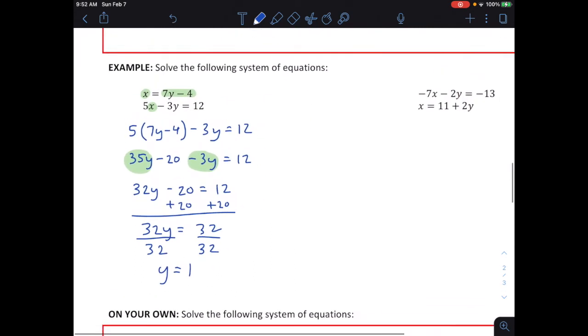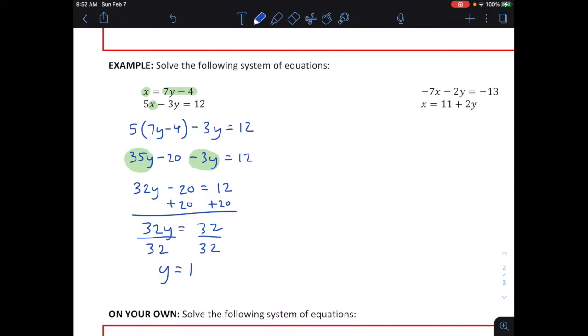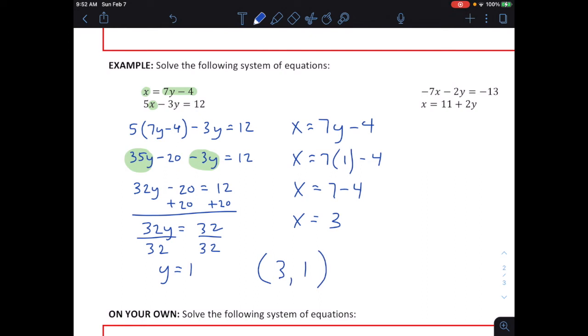All right. So now, again, just like the previous two, always go for the one that says x equals or y equals when you're finding the other variable. So in this case, we have x equals 7y minus 4. And then we plug in a 1 for y. So then we have 7 minus 4, or x is 3. So we have 3 and 1.